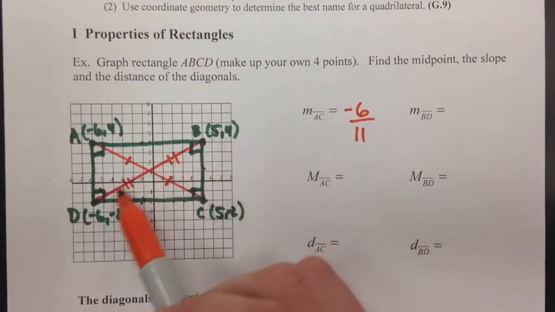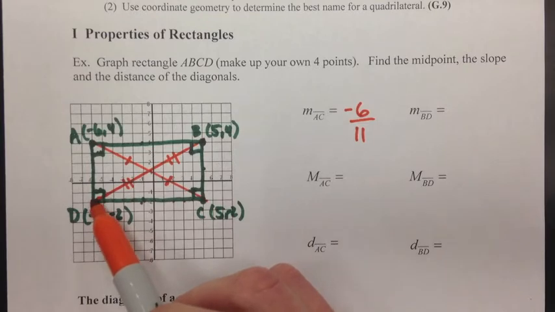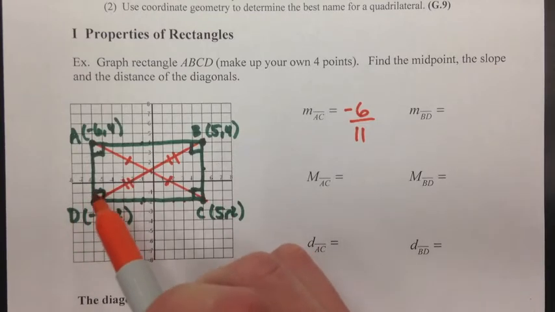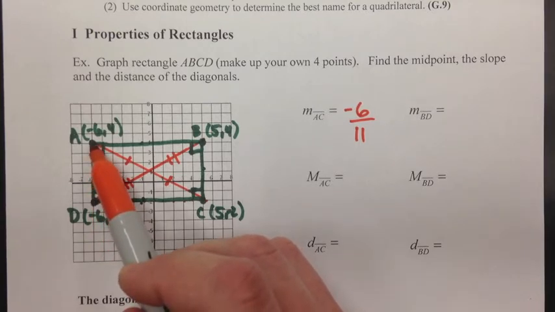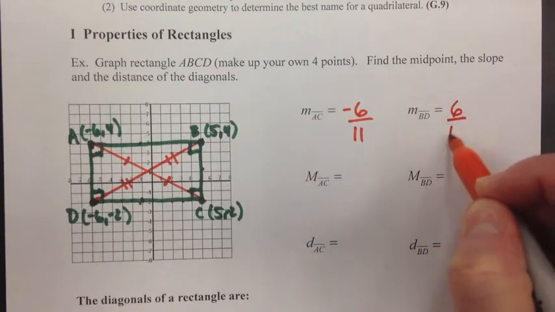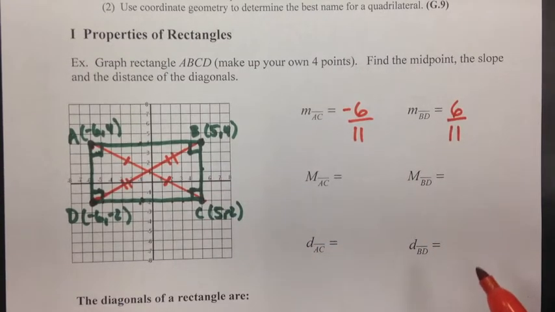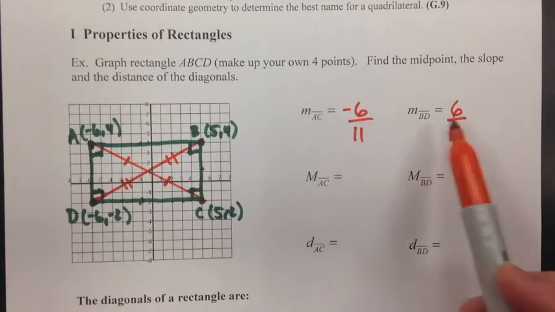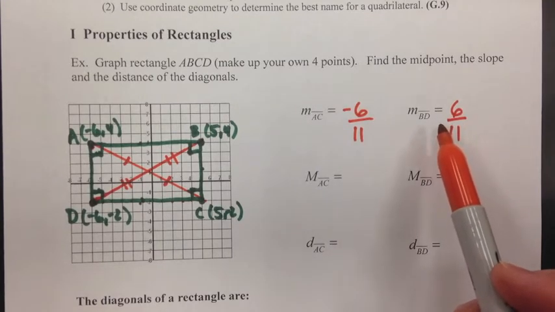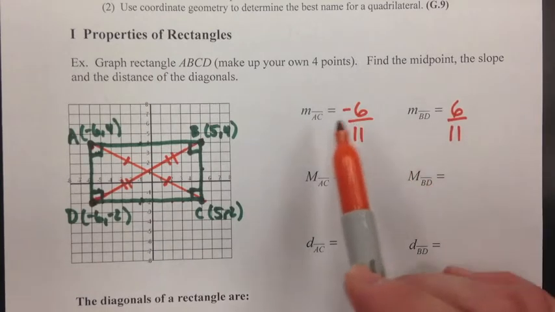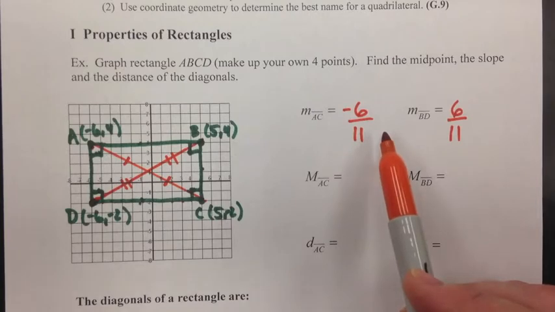Now for BD or DB, I'm going to start at point D. I always start and go left to right. So I'm going to start here. I'm going to rise. Now this time my rise is 6 and my run is 11 again. But when I rise, it's positive. So it's 6 over 11. Now you might notice these are opposites of each other, -6 11ths, +6 11ths. But that's not a relationship we're going to really pay attention to. Okay, so nothing special about this.